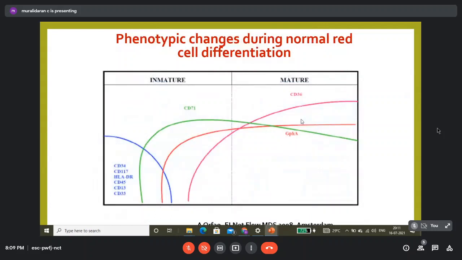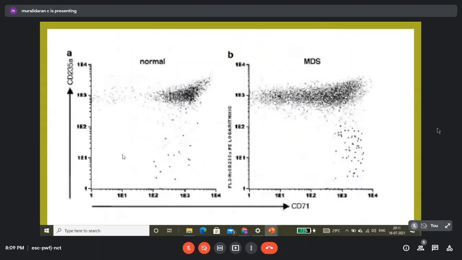So if you see here in this picture, the immature erythroid cell lineages will have all these immature markers. But normally in any given case, it should come down after some time. So in mature erythroid cell lineages, you won't see CD34, CD117, HLA-DR and all. You will be seeing only CD71, CD235A or CD36. So if these markers are present, then we can call it myelodysplastic changes in the erythroid cell lineage. For example, see in this picture.